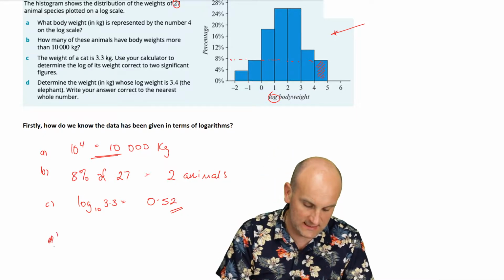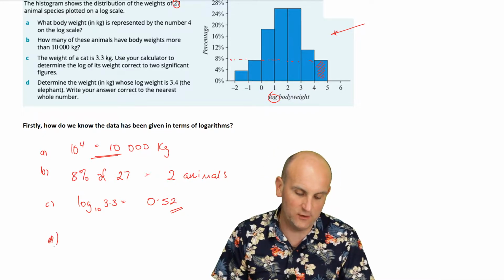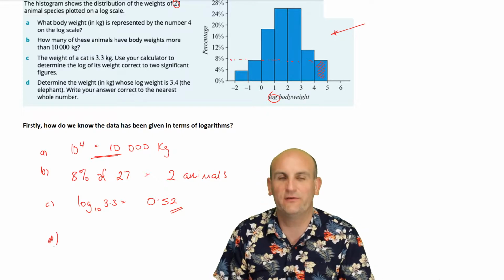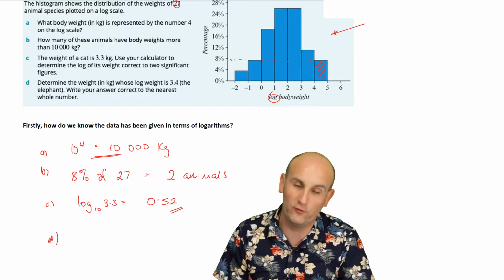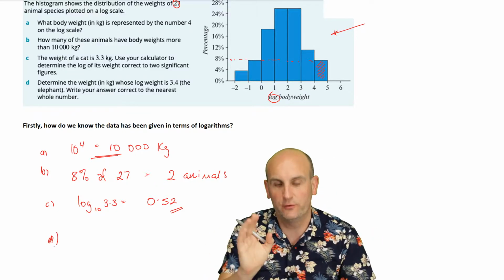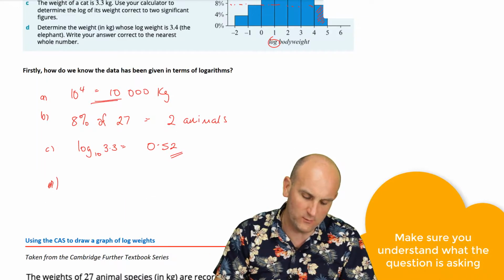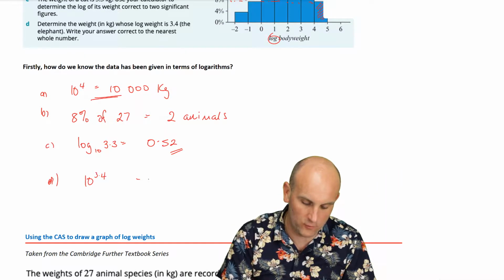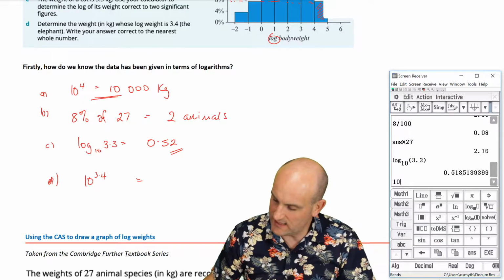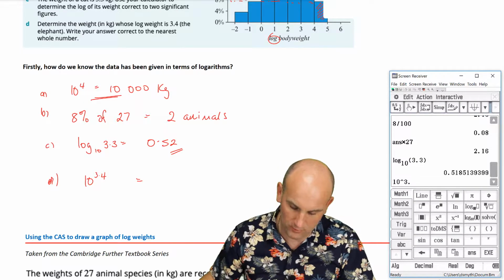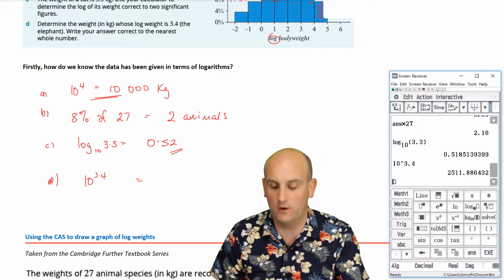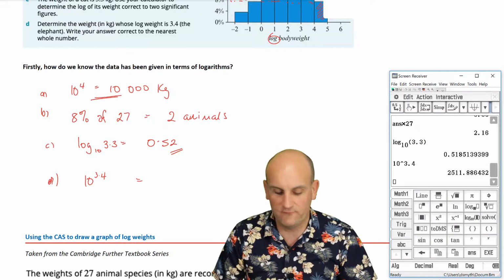And part D says determine the weight in kilos whose log weight is 3.4. So it's done it backwards. It's now saying the log weight is 3.4. How do we go from a log weight to an ordinary weight? Well, we do 10 to the power of the log weight, which is 3.4. Fire up my CAS calculator. 10 to the power of 3.4 equals, and once again it says to the nearest whole number, so that would be 2512.